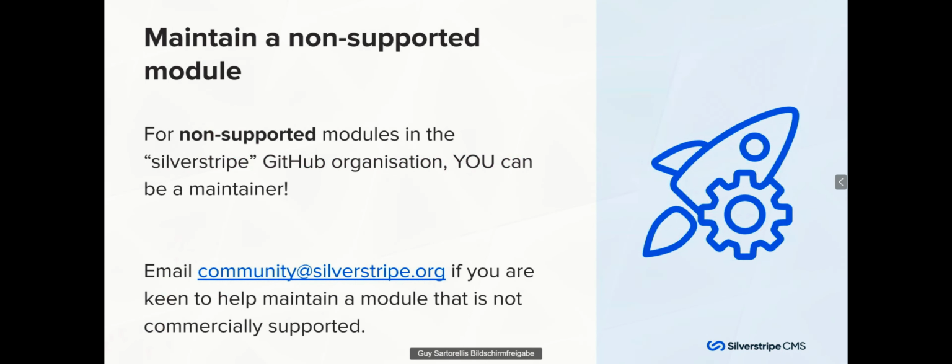So I'll move on. We dropped support for a bunch of modules when we released CMS 5. You can see that in the 5.0 changelog. There were already a bunch of non-supported modules in the Silverstripe GitHub organization before that as well, and you guys can maintain those if you want to. Just email community@silverstripe.org, let us know you're keen, and we will work something out.